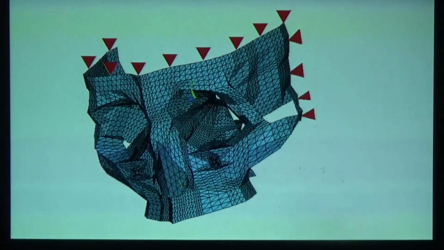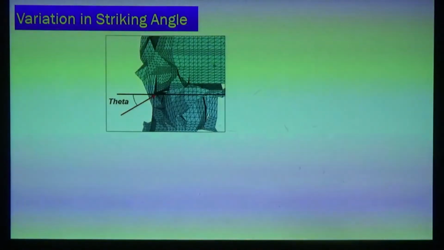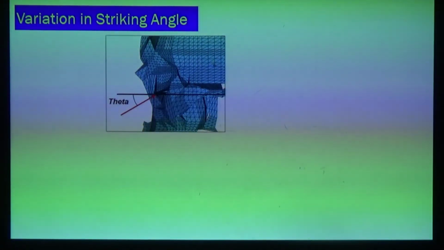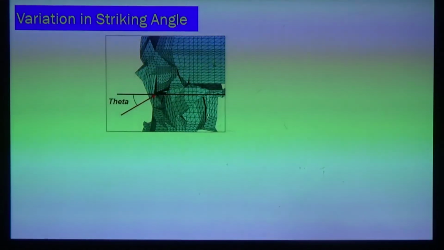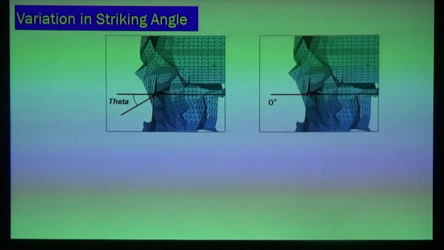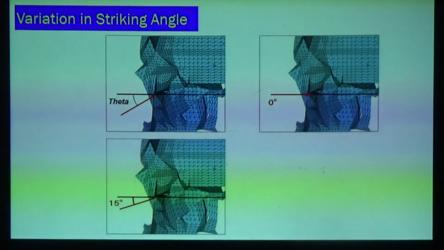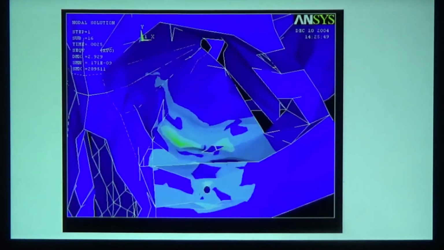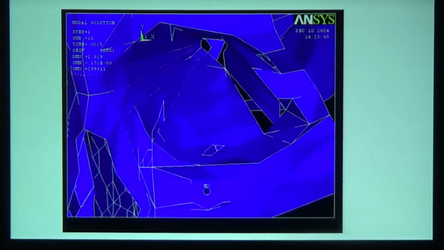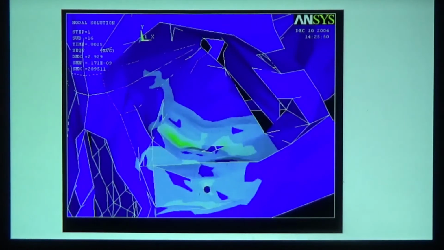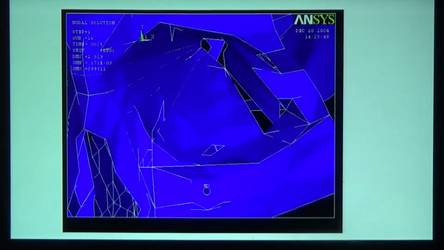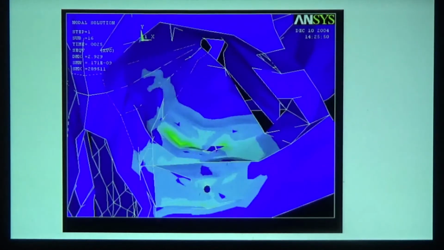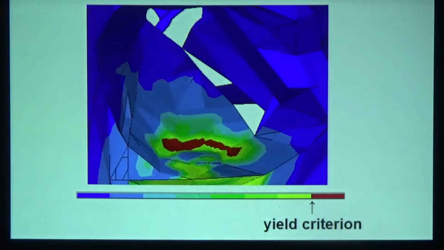First, I produced skull models simulating human skulls. Then I applied impacts at varying angles. To be more specific, impact was applied horizontally, 15 degrees upward and 30 degrees upward. By using structural analysis, we can quantitatively evaluate the stresses occurring on the orbital floor. The red part indicates the region in which fracture is expected to occur.